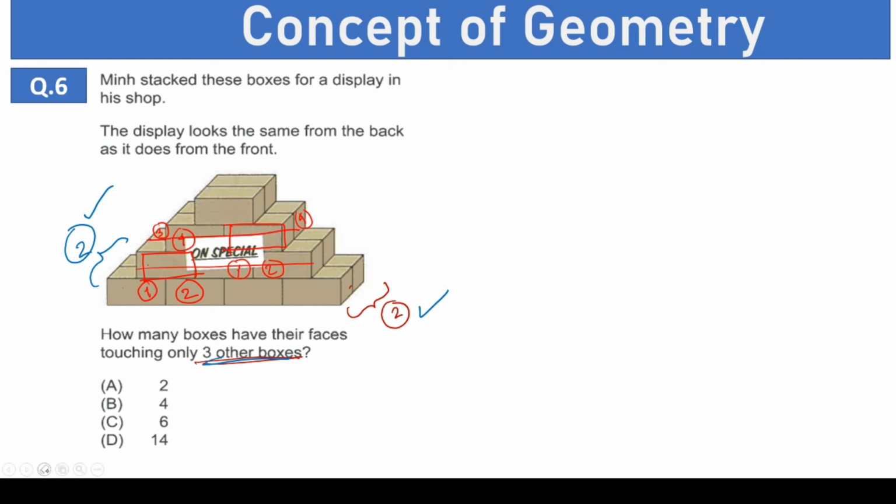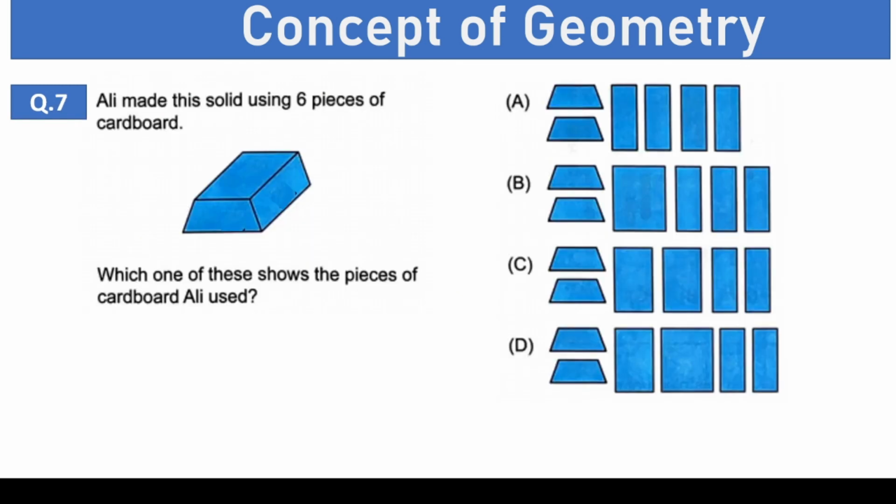Now let's look at the topmost box. Well, in this case, it is touching 1 and 2 boxes and the box behind. That means these 2 boxes also satisfy the condition that it is touching only 3 boxes. Hence, option C, 2 plus 2 plus 2, 6 is our right answer. Next and final question. Ali made a solid box using 6 pieces of cardboard. Which of these shows the pieces of cardboard Ali used?